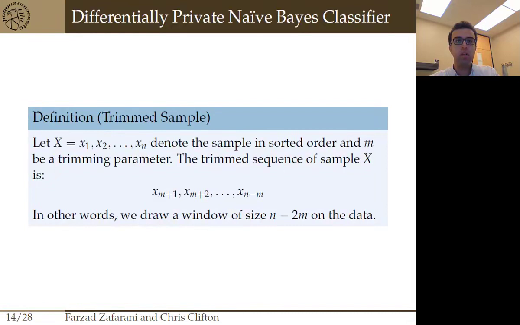So we give the definition for the trimmed sample. Let x denote the sample in sorted order and let m be a trimming parameter. The trimmed sequence of sample x is defined to be x_{m+1} till x_{n-m}. So in other words, we are drawing a window of size n minus 2m on the data.